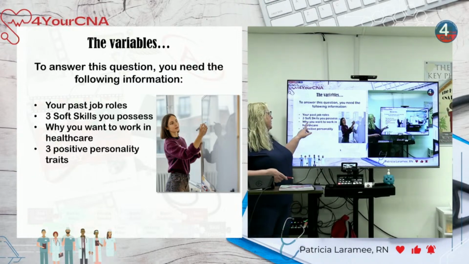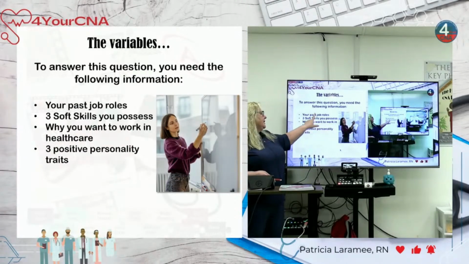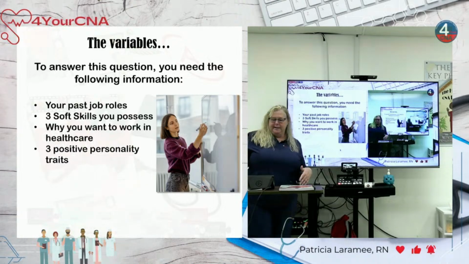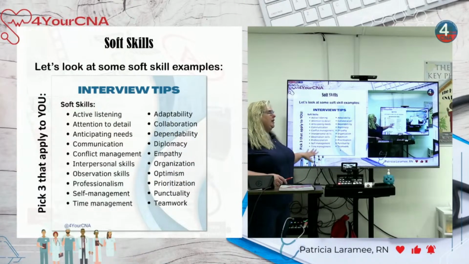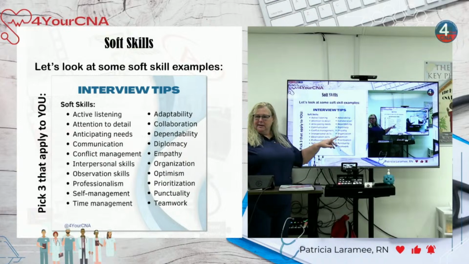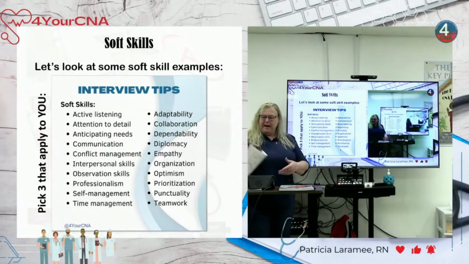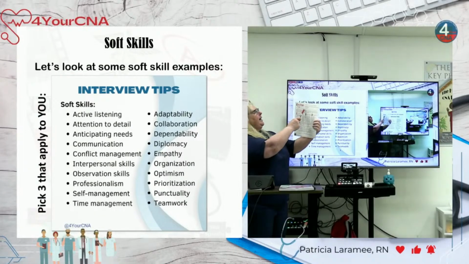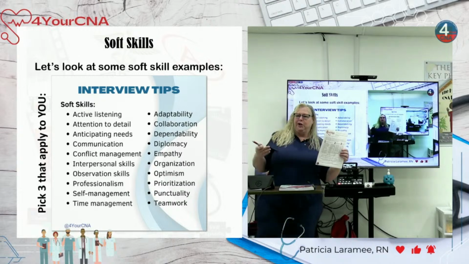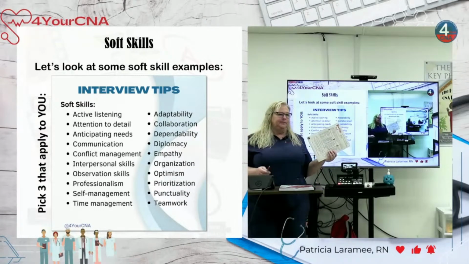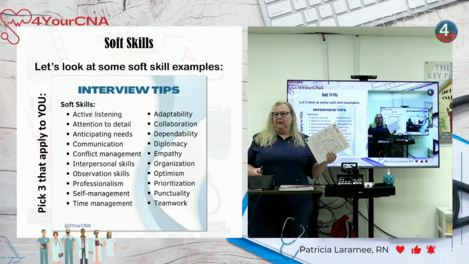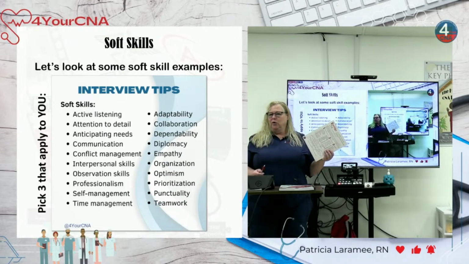You've got some skills. So we want to look at 3 soft skills that we developed in those job roles. We want to know why we want to work in healthcare, and then we have to find 3 positive personality traits. So to do that, we're going to use lists. And these lists are similar to what you have on your paper. So the first thing I want you to do on this paper here is list some of your most recent job roles. What were you? What are you now? List some of your most recent job roles.